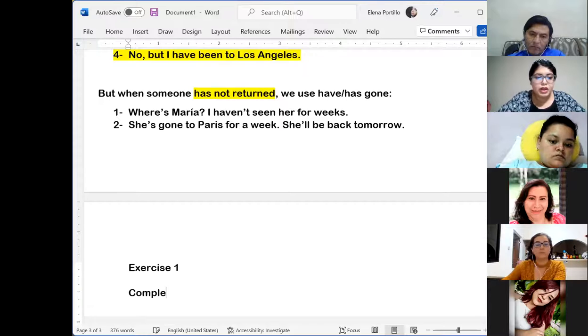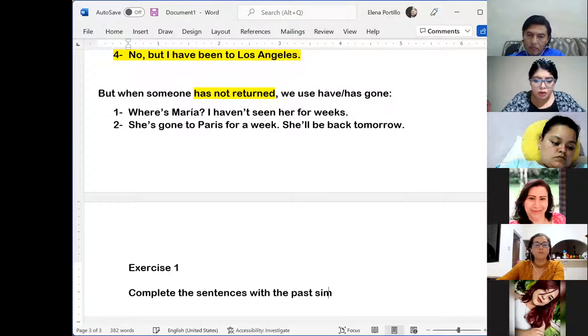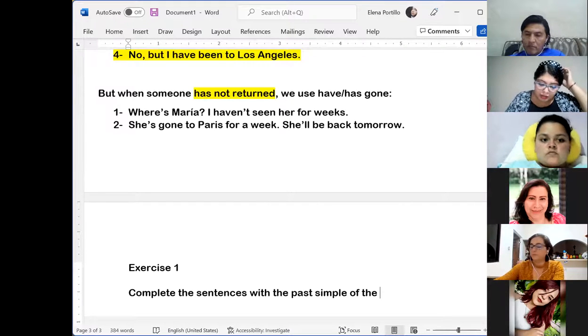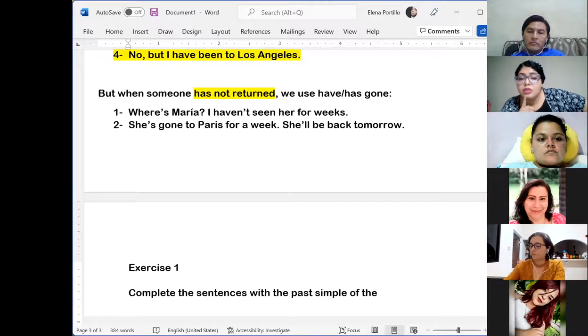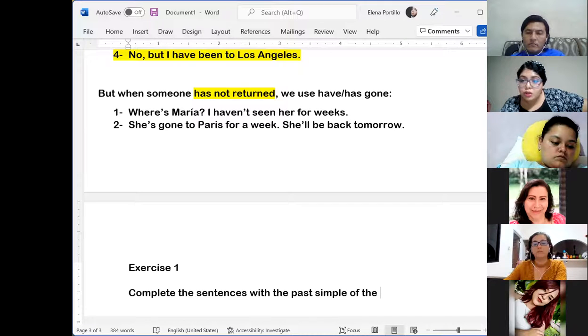It says complete. We are going to complete these sentences with the past simple of the verb. In this case, we are going to use just the simple past. We are using just the structure of the present perfect, but why am I using the simple past? Because in this case, the simple past, we already studied the structures. Nosotros ya estudiamos el pasado simple en la week number one. And in this week, we are going to just do a feedback of that topic. Solo vamos a hacer un feedback de el simple past or past simple.